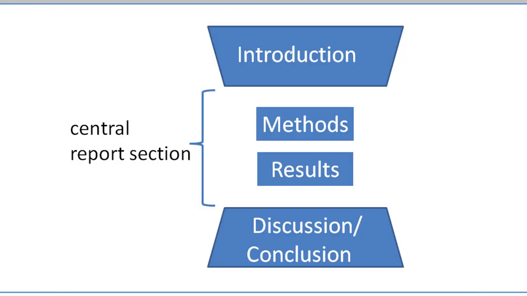Just to review, these are the four main sections: introduction, methods, results, and discussion. And occasionally the methods will be last, but this is the standard structure. You'll find it in every research paper. And that makes it much easier to read them.